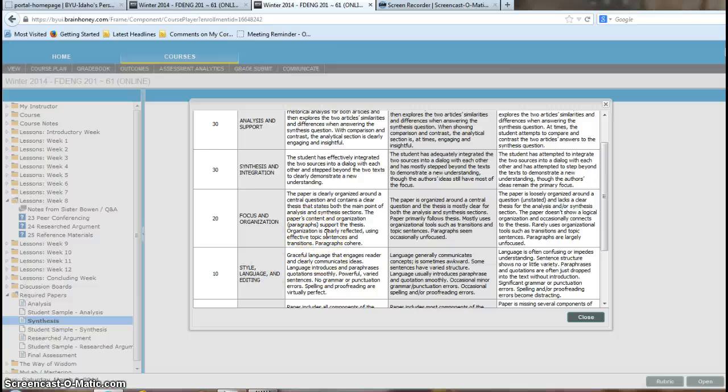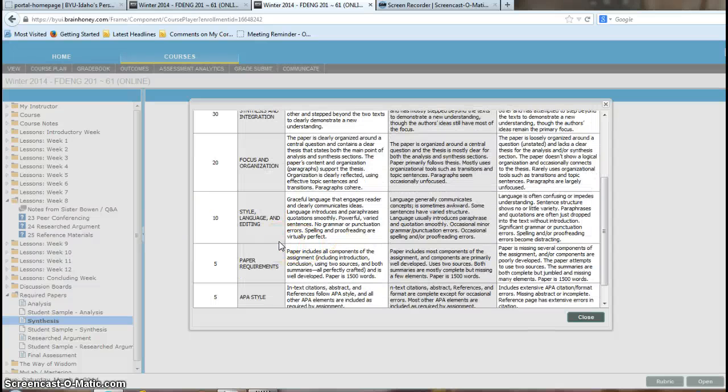So yes, the paragraphs do support the thesis. Organization is clearly reflected using effective topic sentences and transitions, and the paragraphs go here. I may take off one extra point just because that summary is quite long for the second essay. So maybe about a 17 or an 18 here.